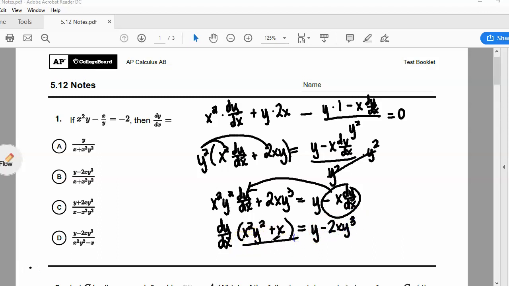And so your last step is to divide by x squared y squared plus x. And that matches B over here. So B would be your answer.